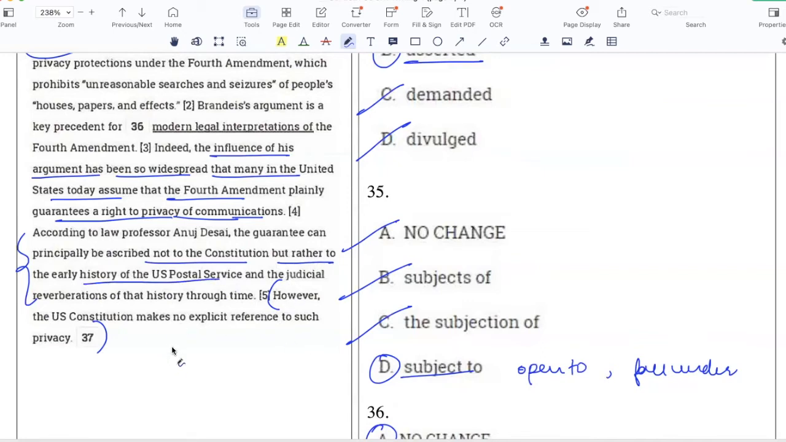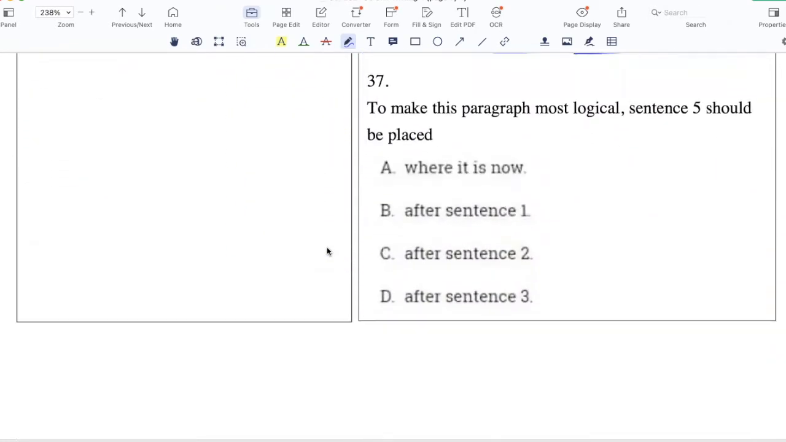So this statement, right, kind of provides the transition between what many in the US believe and this detailing of the issue by Anuj Desai. That should come between sentences 3 and 4, right? Because here I'm saying most people think the Constitution has such a guarantee. And then I'm saying the US Constitution makes no explicit reference to such privacy. And then I'm explaining where this reference comes from. So sentence 5 should come after sentence 3.